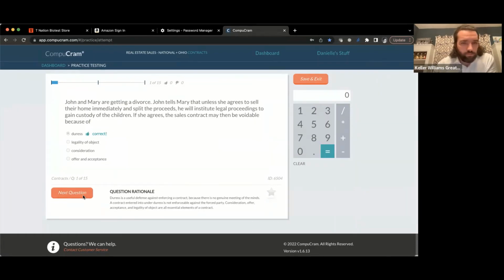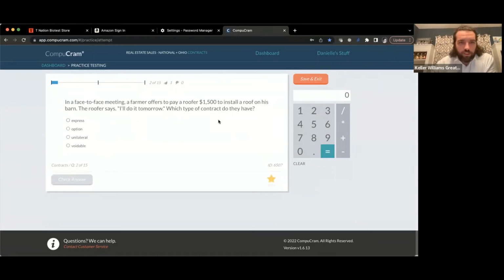Question number 2. In a face-to-face meeting, a farmer offers to pay a roofer $1,500 to install a roof on his barn. The roofer says, I'll do it tomorrow. What type of contract do they have here? Is it A, express, B, option, C, unilateral, or D, voidable? What type of contract is this?